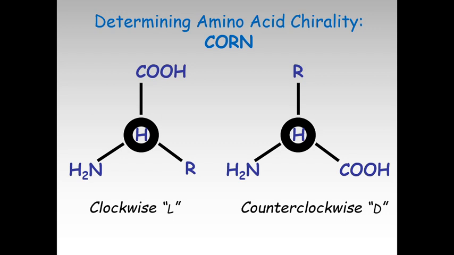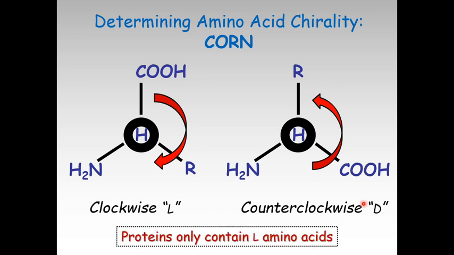Now, how do you determine the amino acid chirality? And that is by using a methodology called CORN. Now, when you have an amino acid written like this, and H is pointing down, not pointing towards you, right? You would use the abbreviation CORN, where CO comes from the carboxylate, R is the R group, and N is the amine group, right? And if you go clockwise and it is CORN, it is an L amino acid, whereas if you go counterclockwise, it is a D amino acid, right? And most importantly, proteins only contain L amino acids.